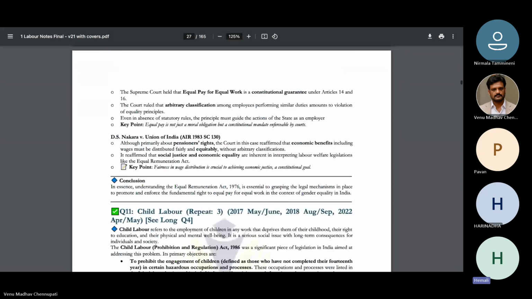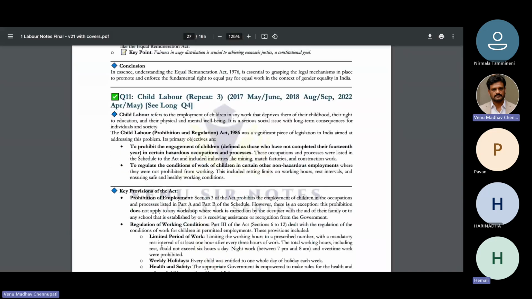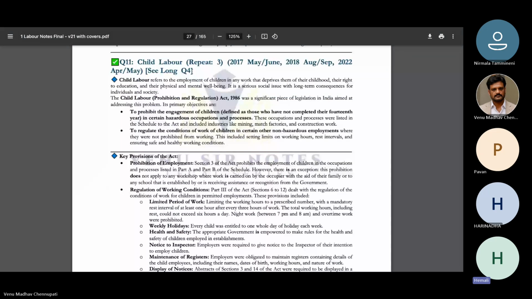Child labor. Question 11, child labor, repeated 3 times. Child labor refers to the employment of children in any work that deprives them of their childhood, their right to education, and their physical and mental well-being. It is a serious social issue with long-term consequences for individuals and society.